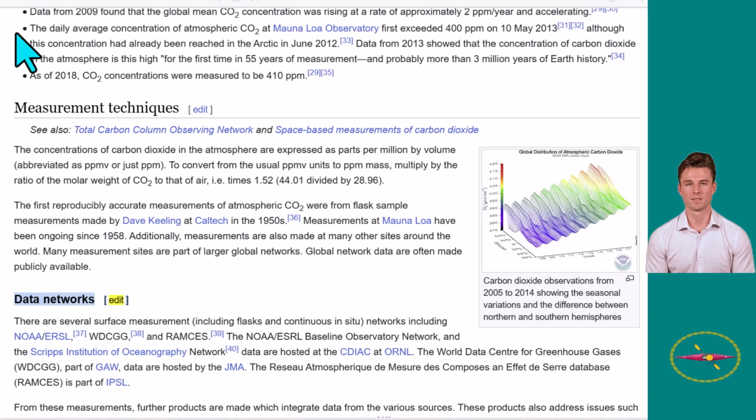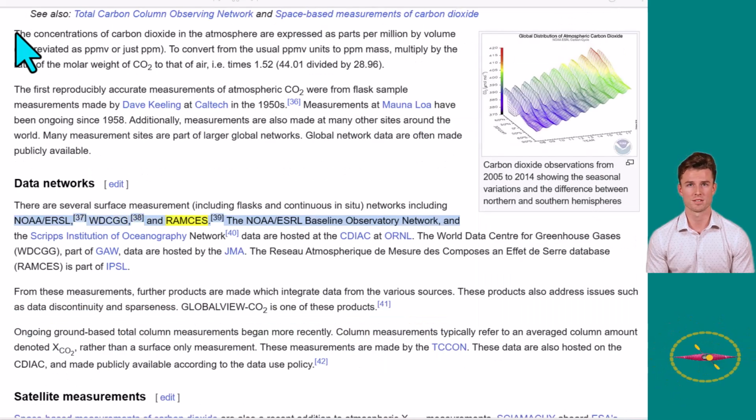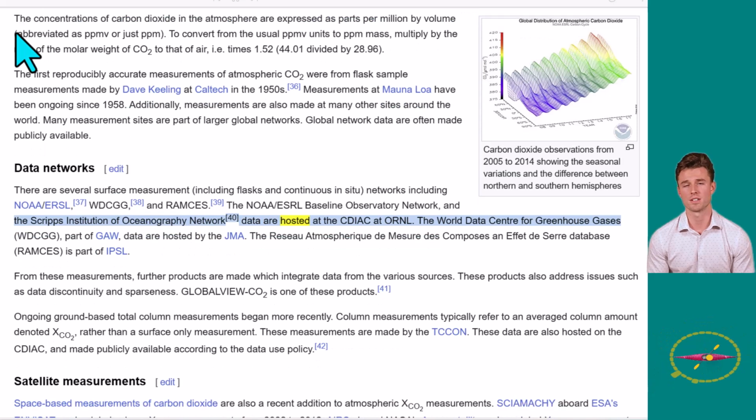Data networks. There are several surface measurement networks, including flasks and continuous in situ, including NOAA/ERSL, WDCGG, and RAMCES, the NOAA/ESRL Baseline Observatory Network, and the Scripps Institution of Oceanography Network. Data are hosted at the CDIAC at ORNL. The World Data Center for Greenhouse Gases, WDCGG, part of GAW, data are hosted by the JMA. The Réseau Atmosphérique de Mesure des composés à effet de serre database, RAMCES, is part of IPSL.